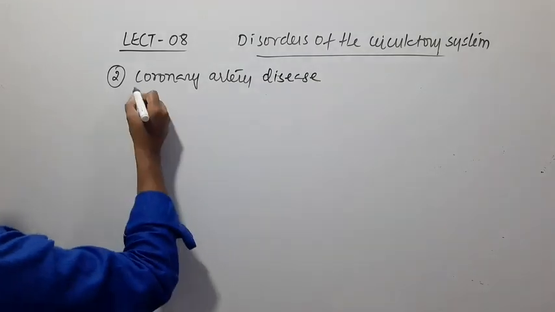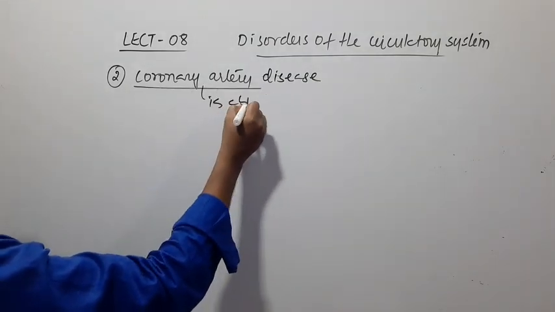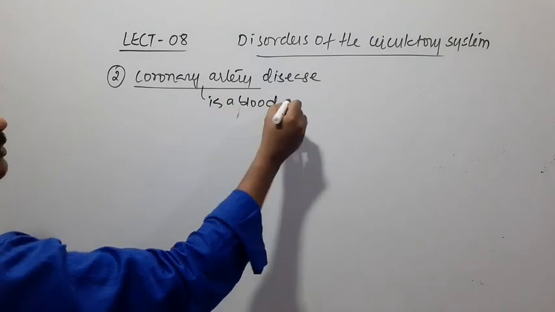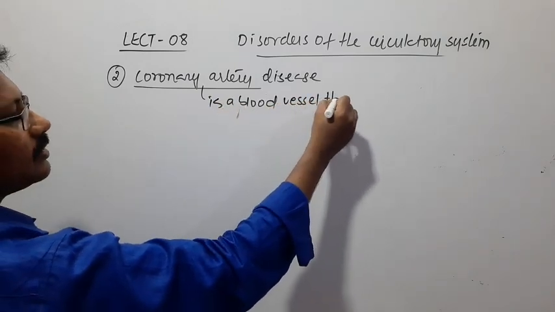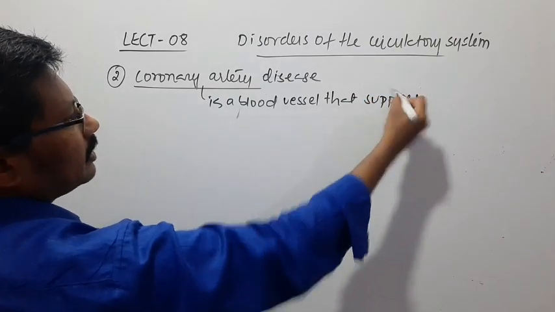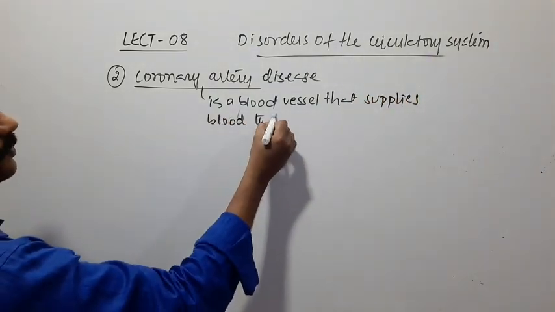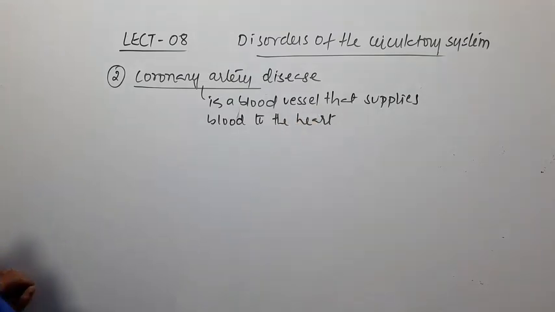Coronary artery disease. Here, the coronary artery is a blood vessel that supplies blood to the heart. The deposition of cholesterol, fat, calcium and other substances that takes place in this coronary artery results in decreasing the lumen.